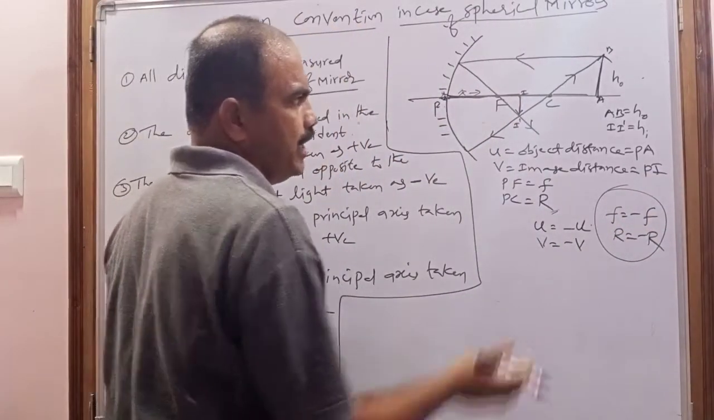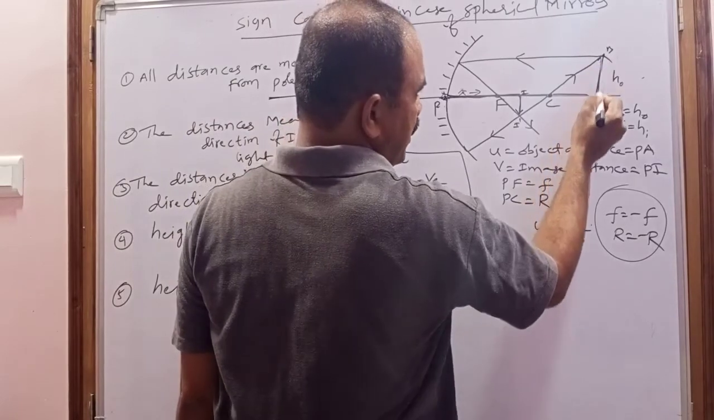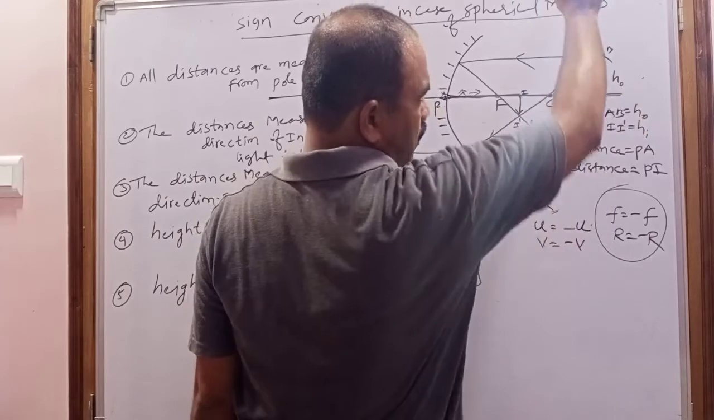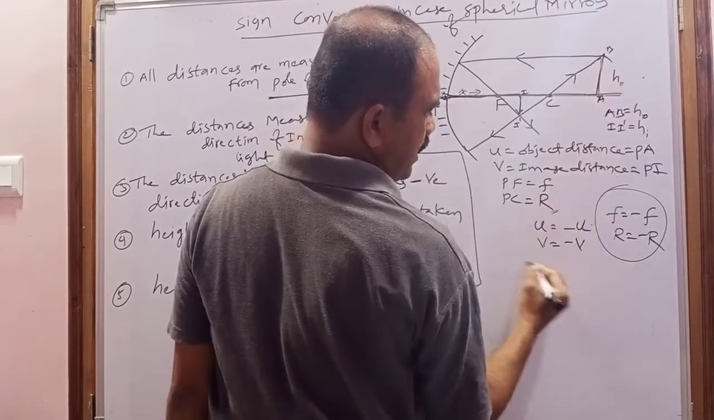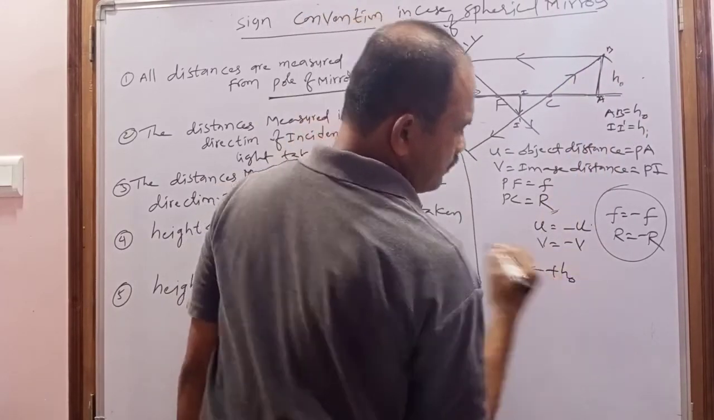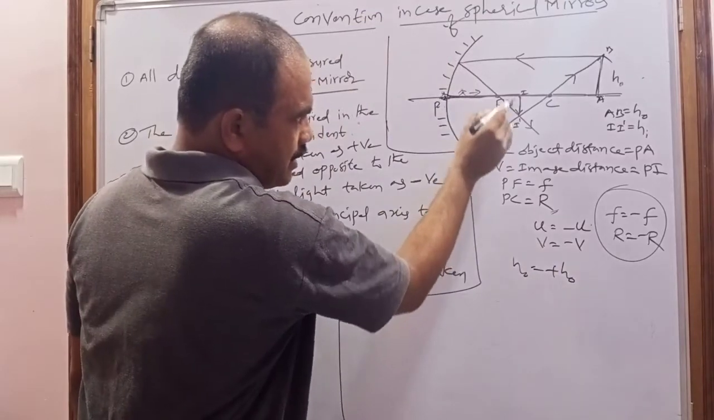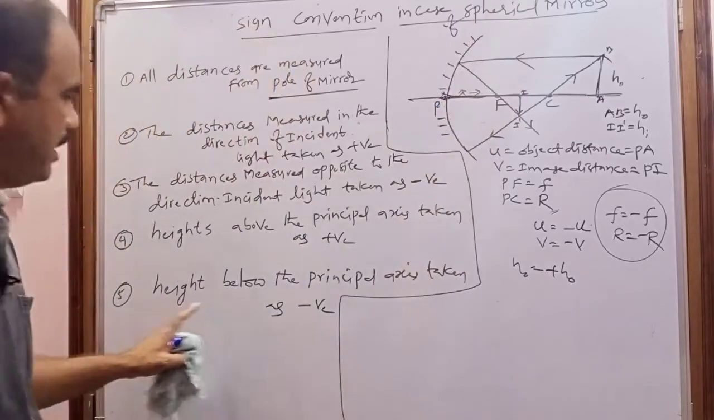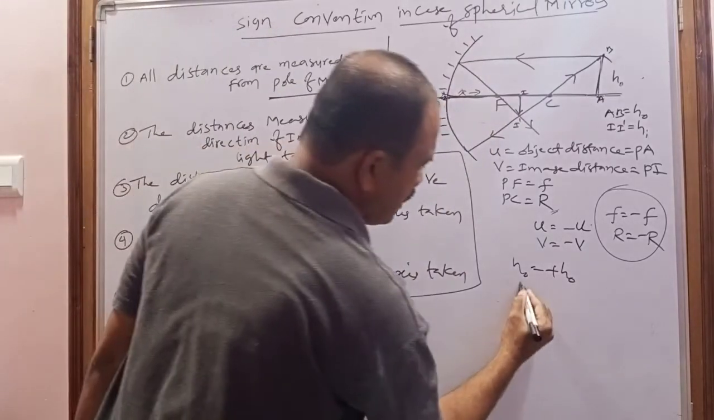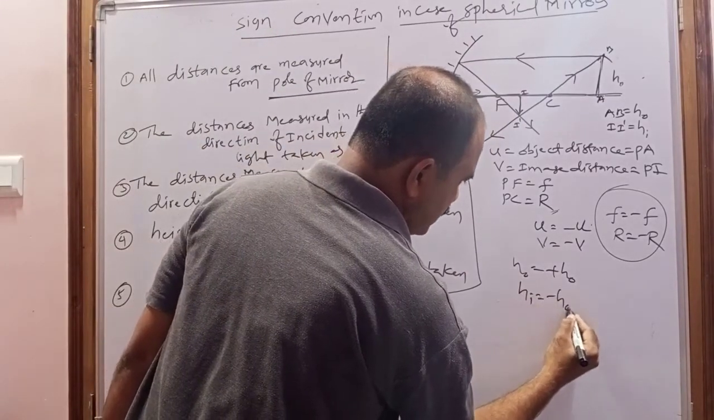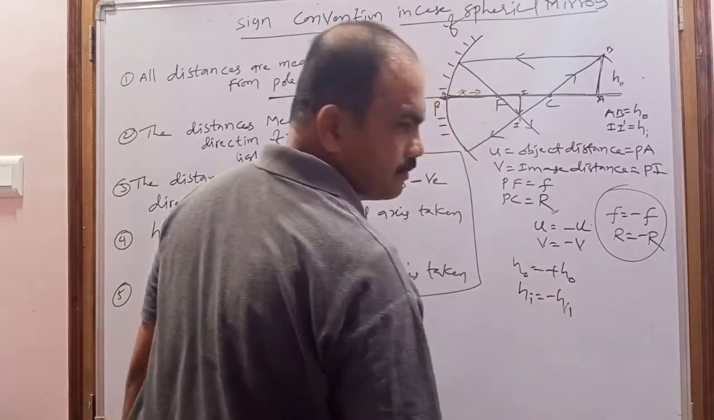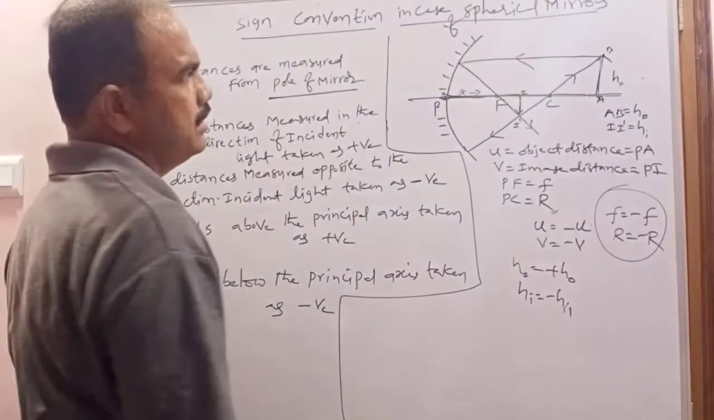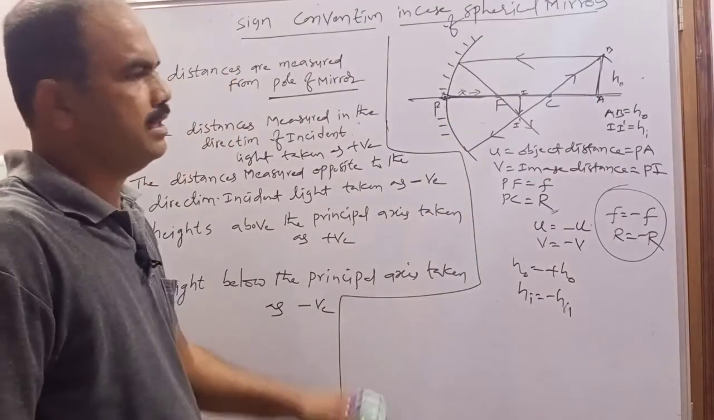And now come to the height. This is the height of the object, measured from the principal axis. The height above the principal axis is taken as positive, so this h0 becomes positive. And to measure the image height, you move below the principal axis. So the height below the principal axis is taken as negative. This is minus h. Are you understood or not? So this is about the sign convention.